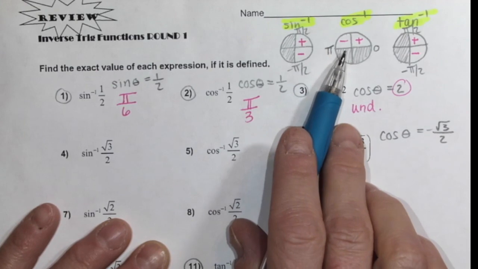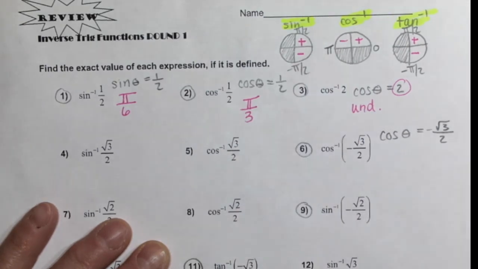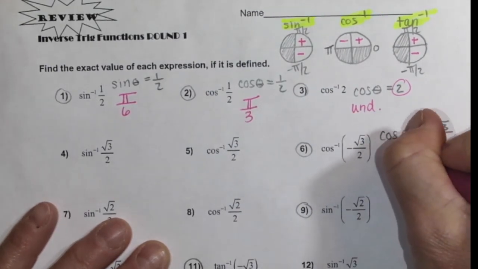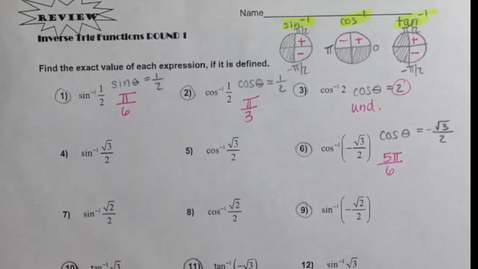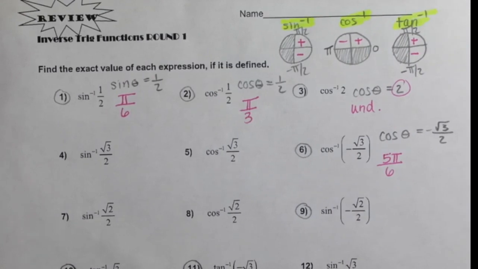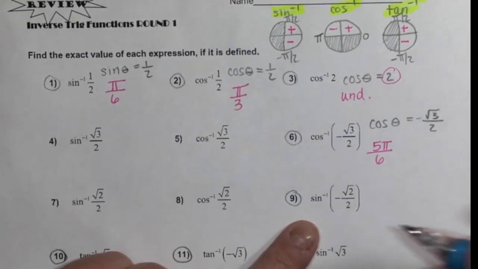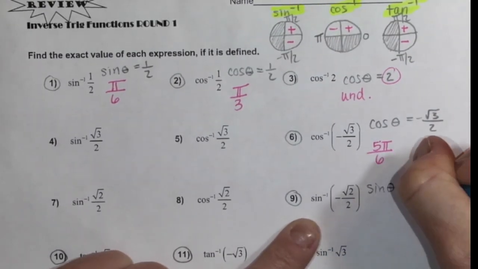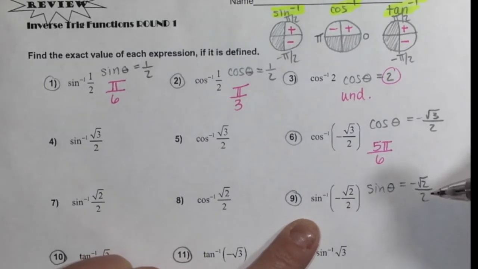So that is going to be 5 pi over 6 in the second quadrant. Okay, so cosine of 5 pi over 6 is -√3 over 2. All right, sine and tangent are the most difficult when they're negative. Again, think sine of what angle is -√2 over 2? So that's our 45-degree reference angle.